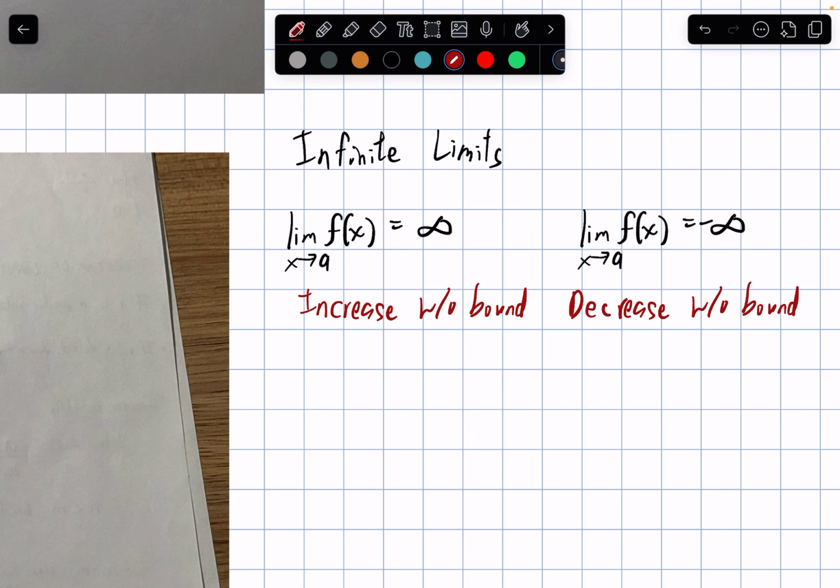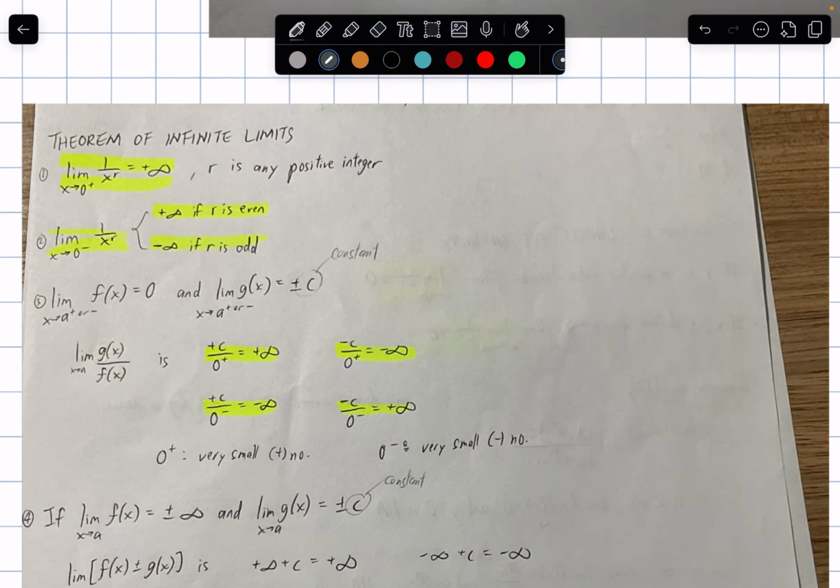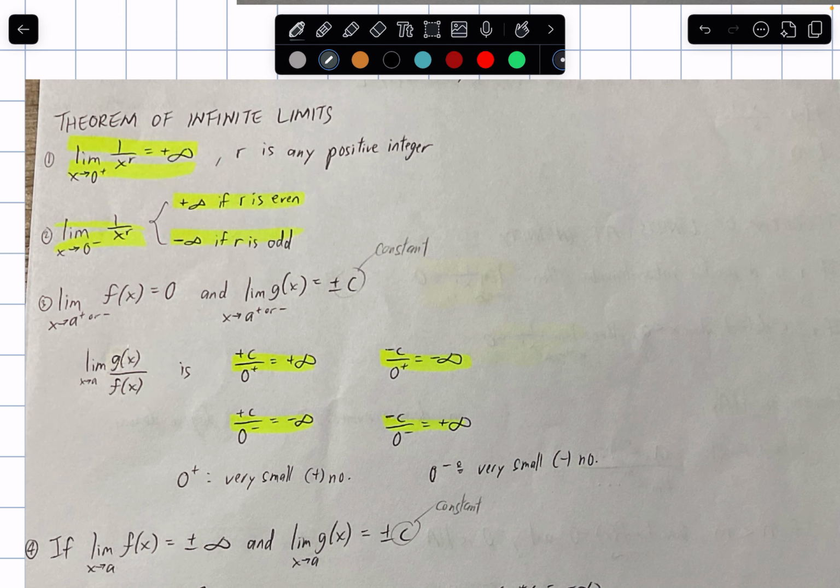Okay, so basically, the presence of infinite limits shows to us that a limit fails to exist. This is usually denoted by an unbounded behavior of f of x as x approaches a. So I'll leave it at that. Let's start now with the theorem of infinite limits. So let's start with the first.